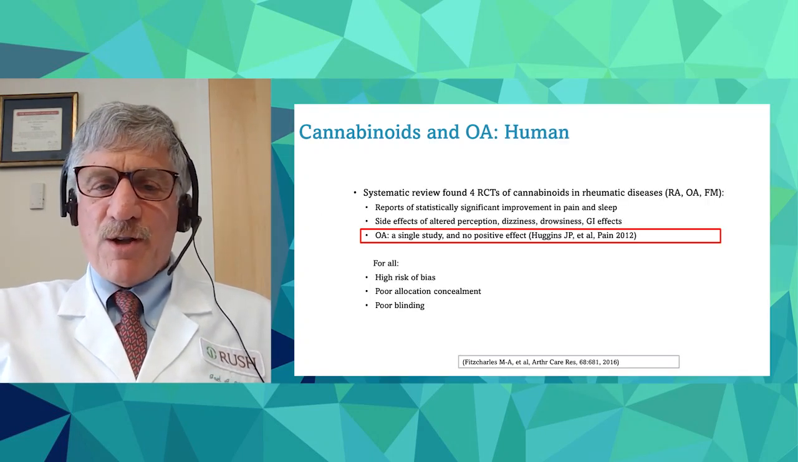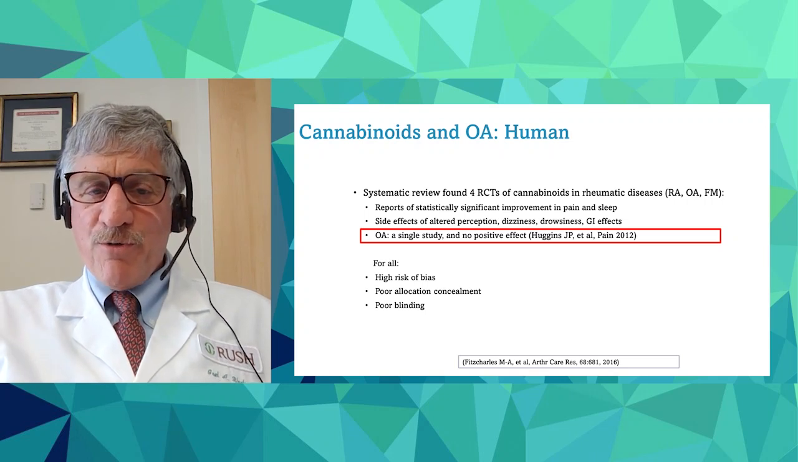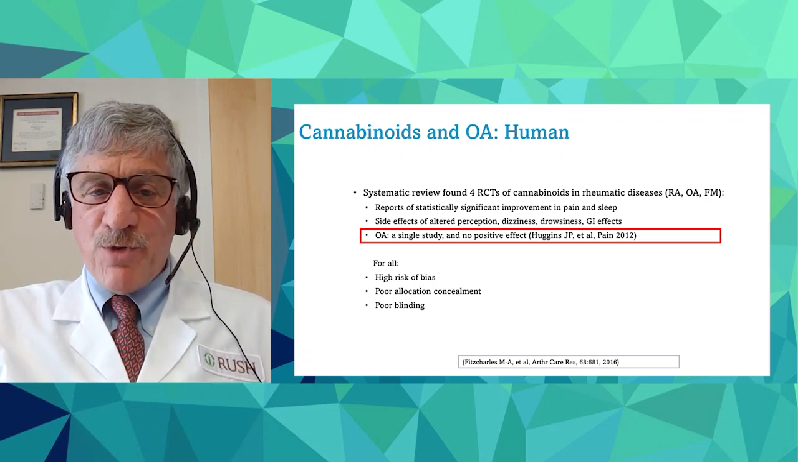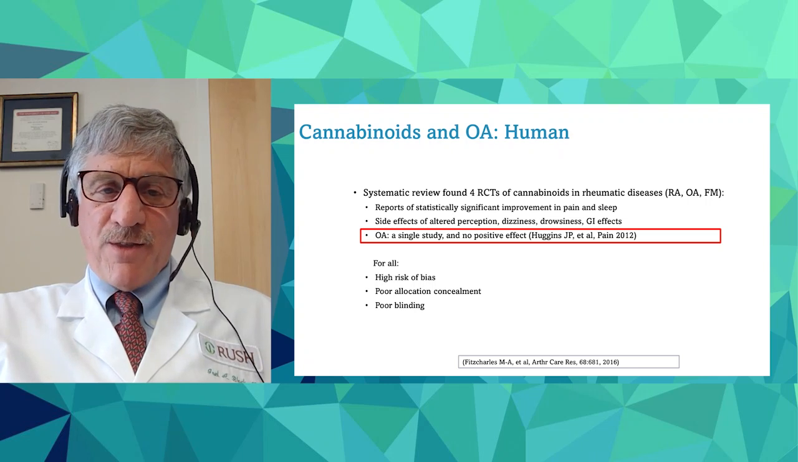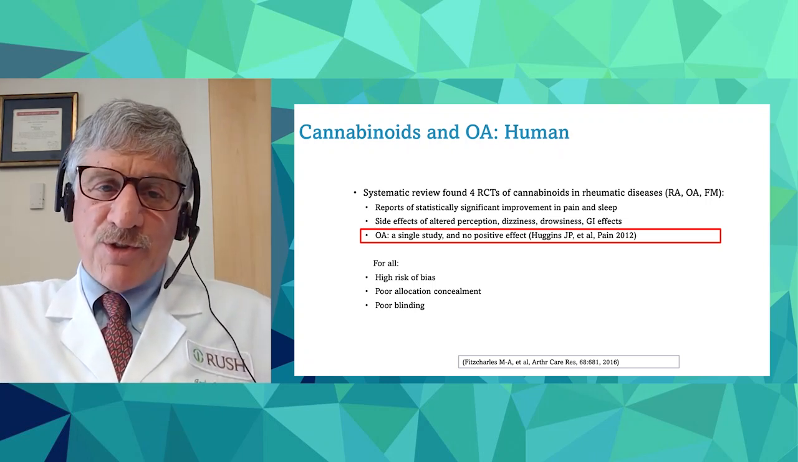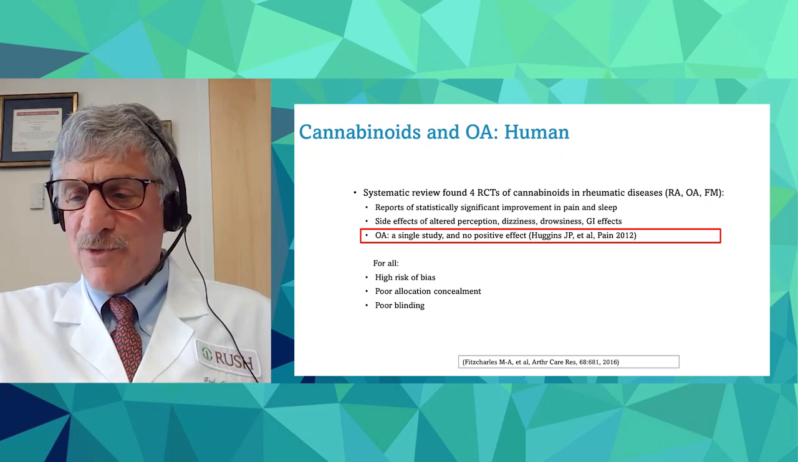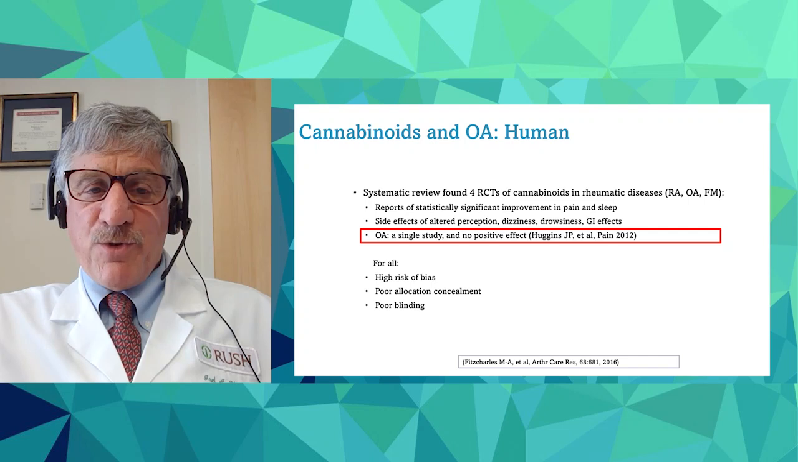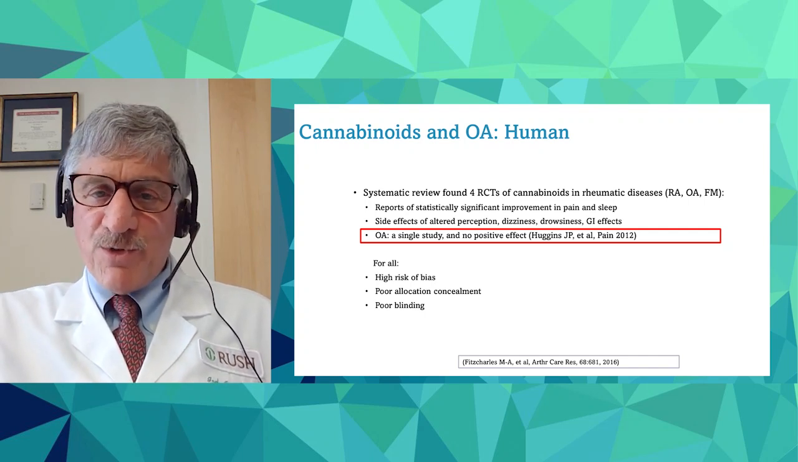Well, if you look across all rheumatic diseases, a systematic review only found a total of 4 randomized clinical trials of cannabinoids across the rheumatic diseases. Now, this is back in 2016, if you put those 4 studies together, they together suggested that there was statistically significant improvement in pain and sleep with the expected side effects. The problem is that of those 4 trials, only one of them looked at osteoarthritis, and that was an entirely null study.